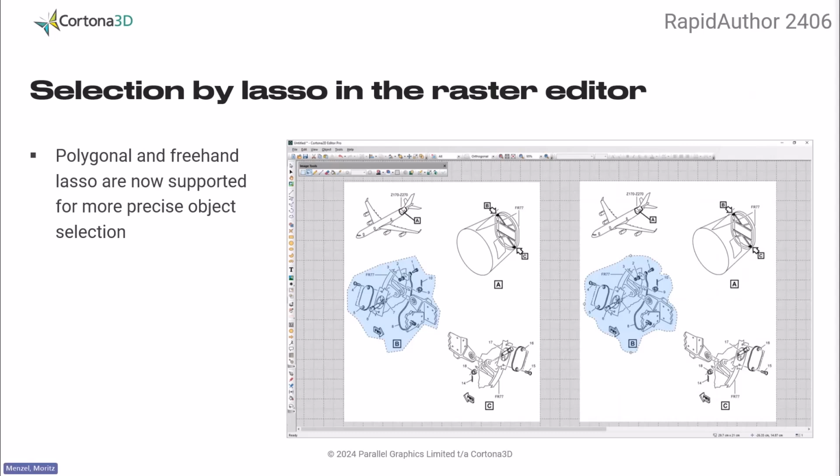And we are also working on further development of our raster editor. So the lasso tool is now available with polygonal and freeform selection highlighted in bright blue here.